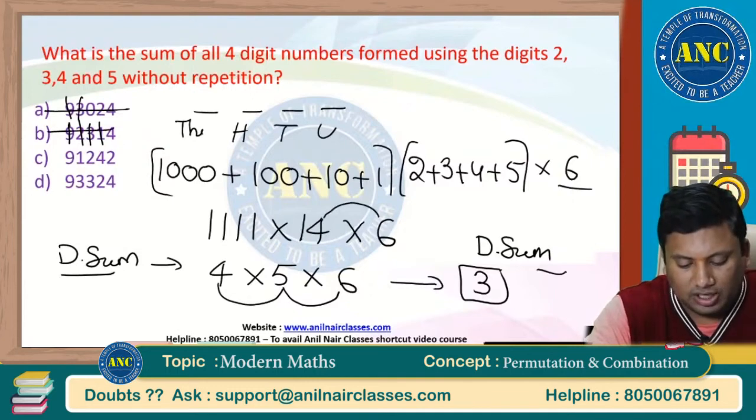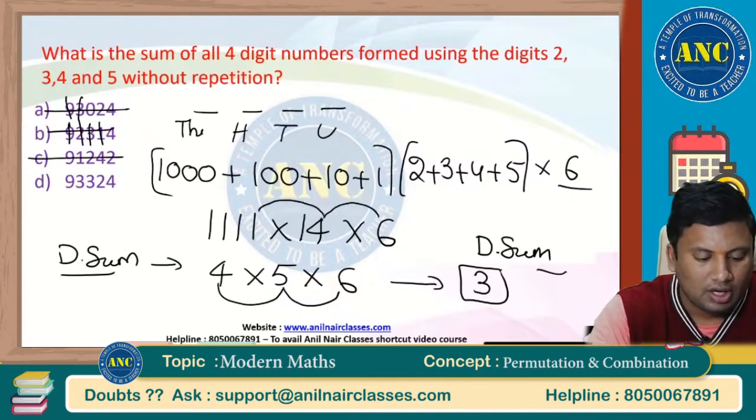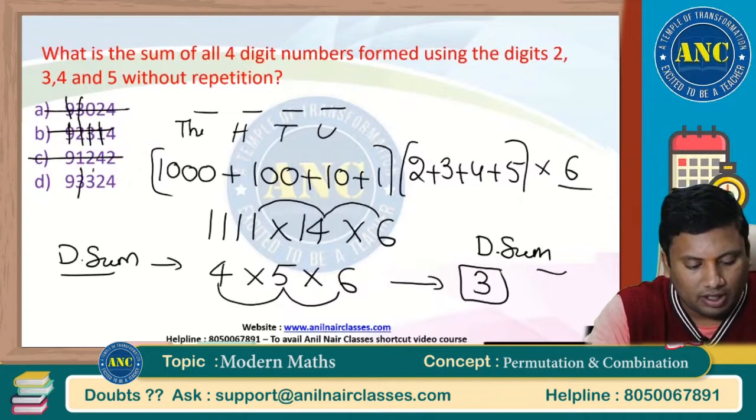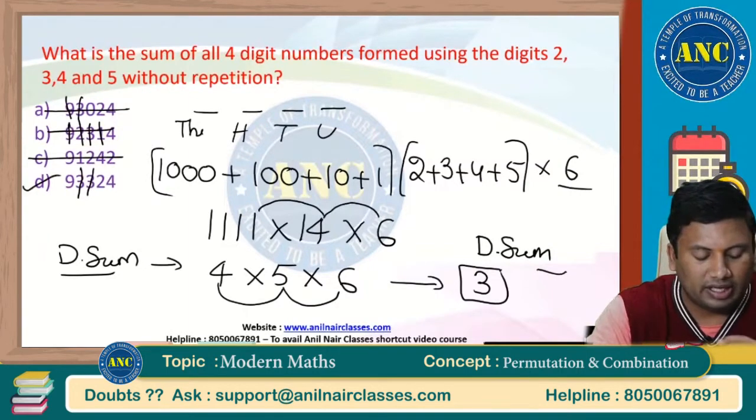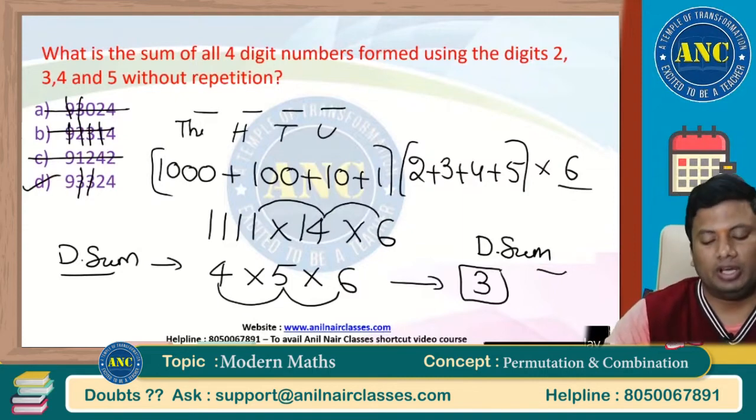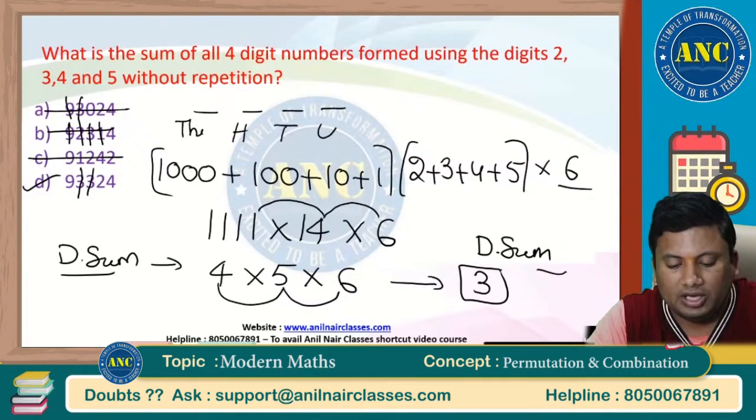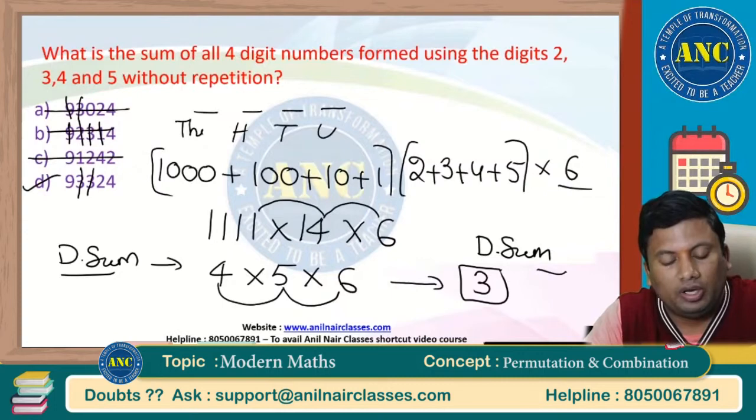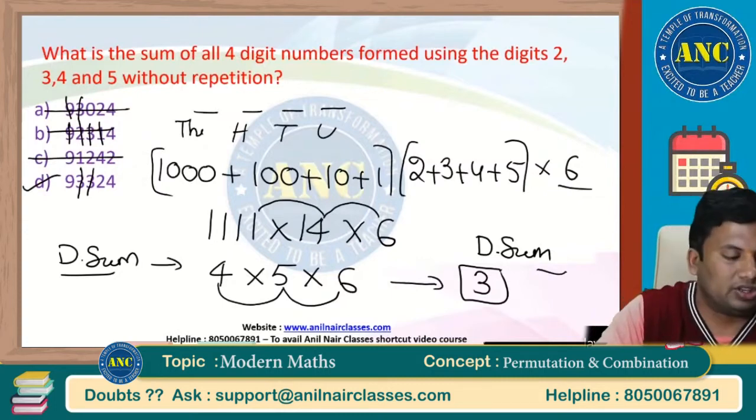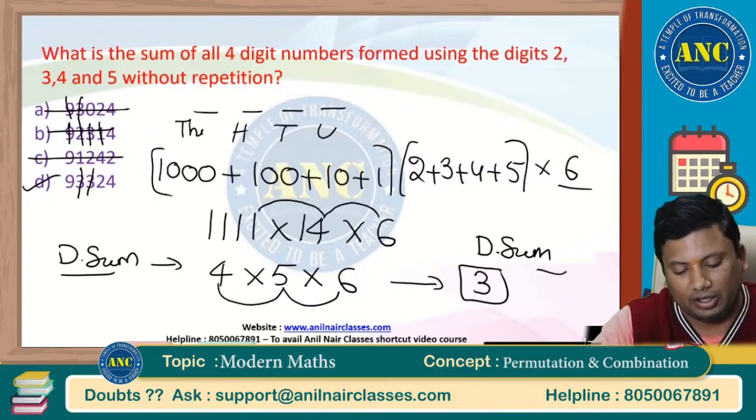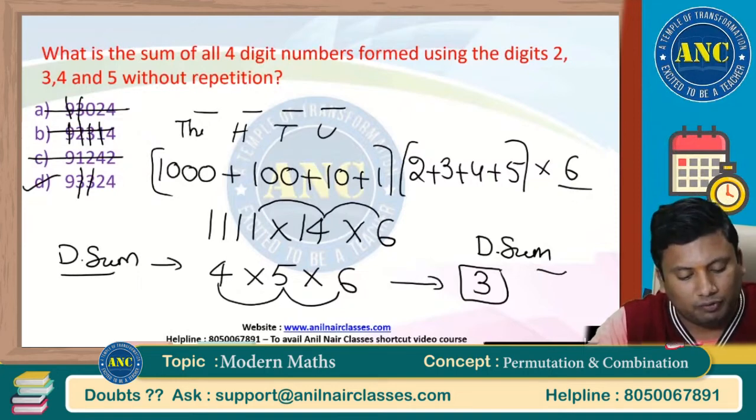Anyway, 6 4s are 24, 4 1s are 4. 2, it is not possible. 3 out, 3 out. 3 plus 3 is 6. 6 plus 6, 12. 12 plus 9, 21. 2 plus 1, 3. I hope the idea is clear. 2 can come either in thousands place or in hundreds place or in tens place or in units place. If 2 is present in the leftmost, the remaining 3 places can be arranged in 3 factorial ways. 4 ones into 14 into 6.